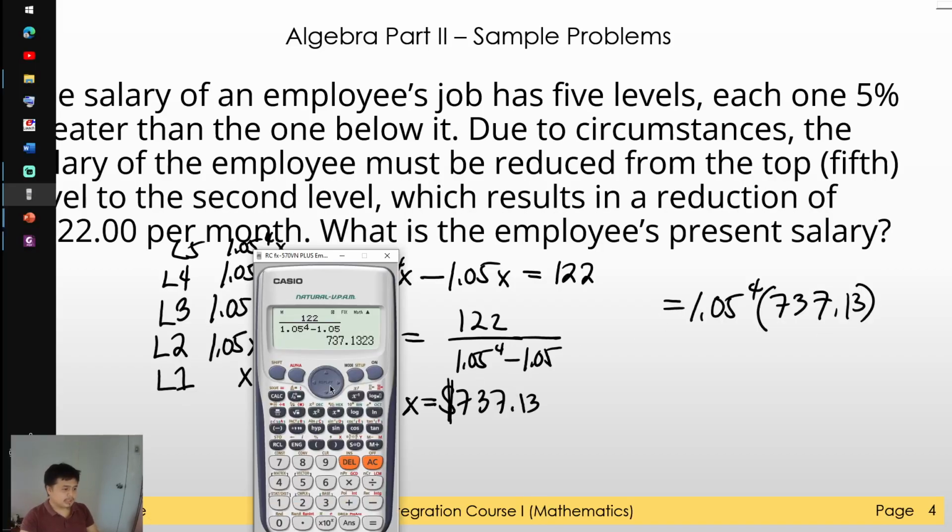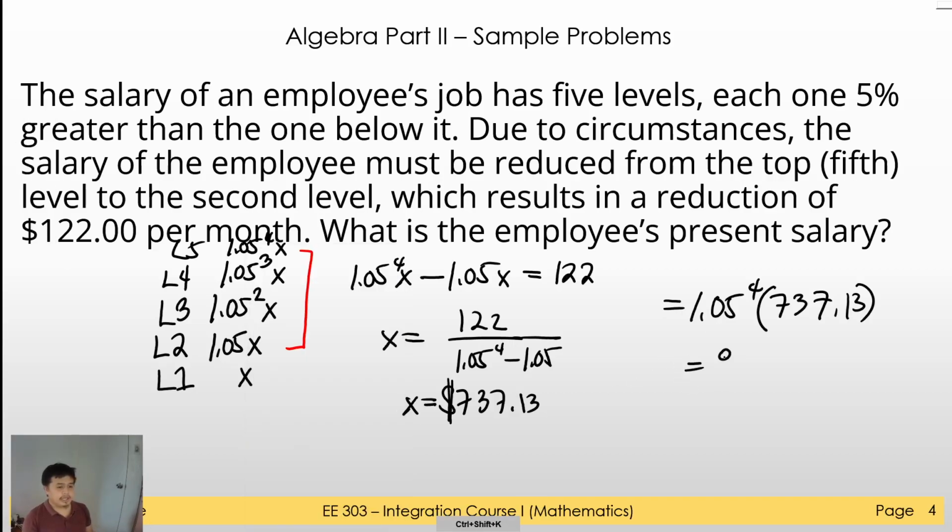So we multiply this by 1.05 to the fourth. So the answer should be $896, which is approximately 900 as well. Okay, sorry. So this should be the final answer.